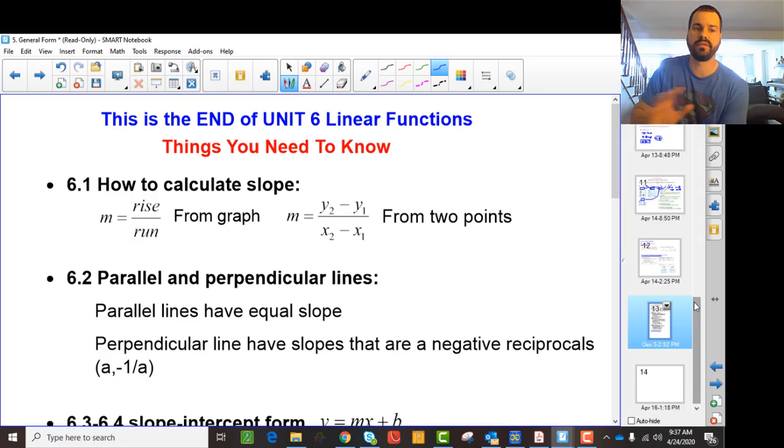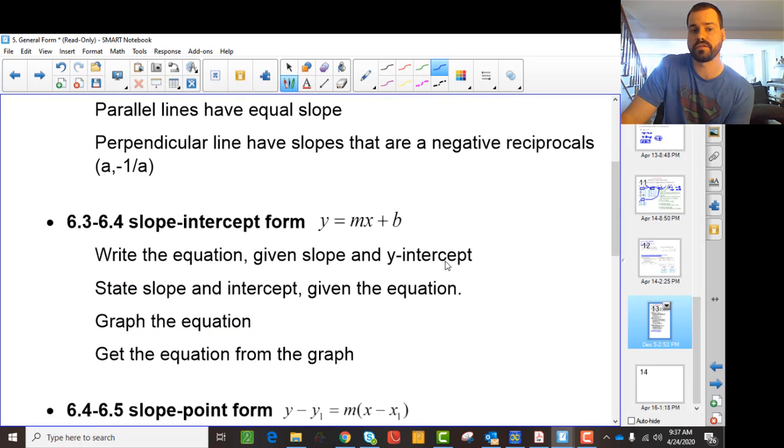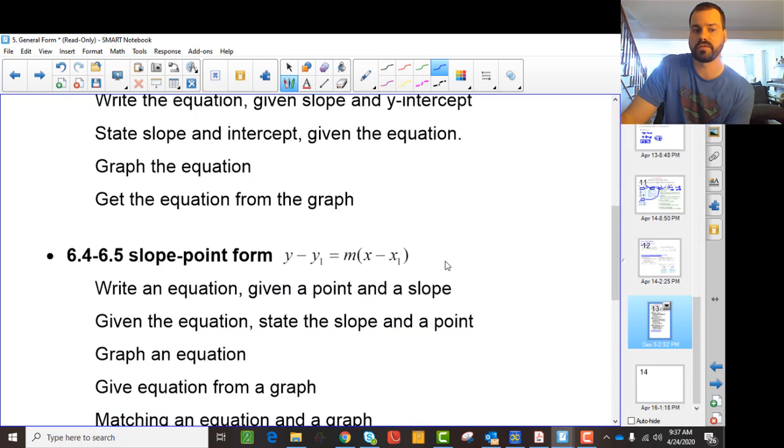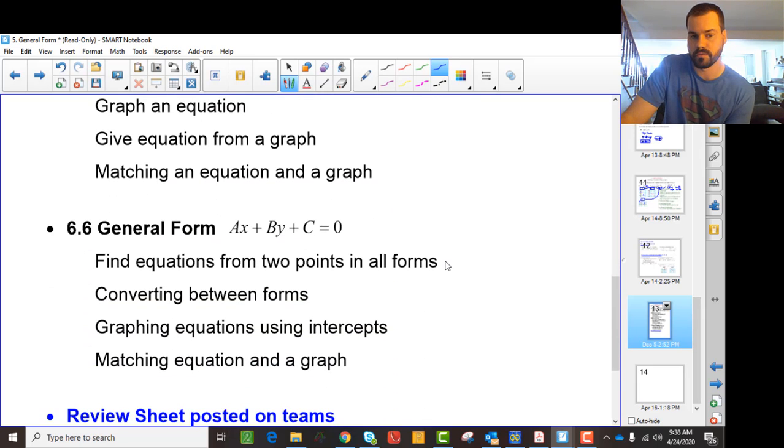But this is the end of Unit 6, all the linear function stuff. So basically, these are the things that we've talked about if you go through all the videos. The first video we talked about was how to calculate slope. Then we talked about parallel and perpendicular lines. Then we talked about slope-intercept form. Then we talked about slope-point form. And then we talked about general form.